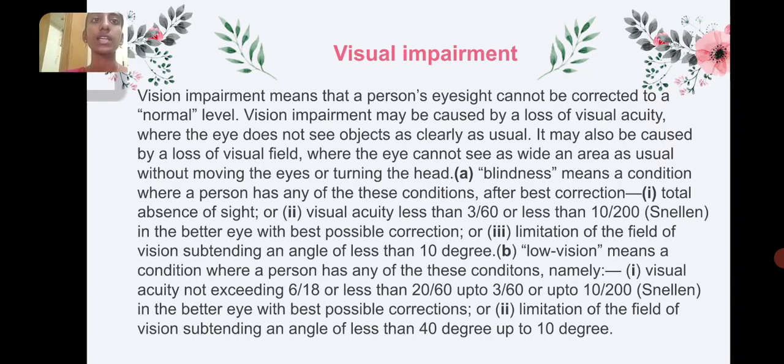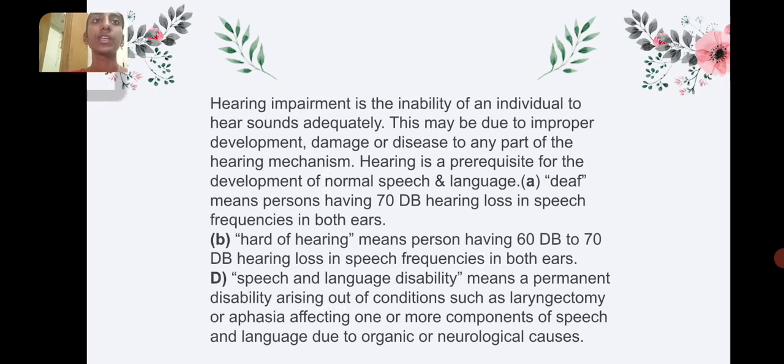Low vision means a condition where the person has any of these conditions: visual acuity not exceeding 6 by 18 or less than 20 by 60 up to 3 by 60 or up to 10 by 200 in the better eye with the best possible corrections; limitation of the field of vision subtending an angle of less than 40 degrees up to 10 degrees. Hearing impairment. Hearing impairment is the inability of an individual to hear sounds adequately.